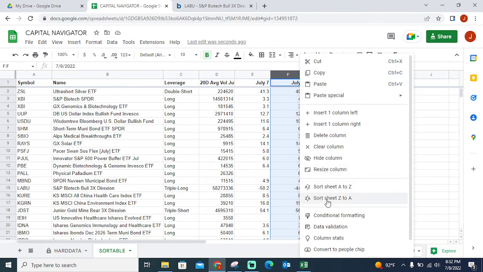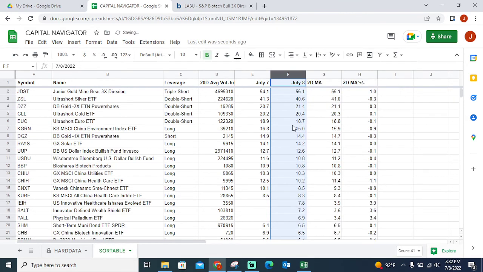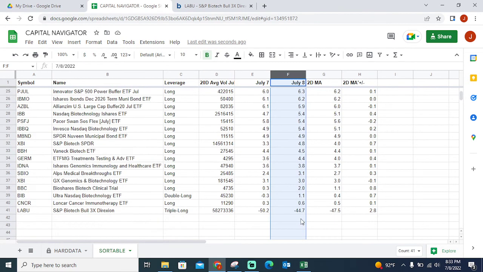All right, we'll try that one more time. We're going to sort this. Here we go. Sort sheet Z to A. There we go, right? So now it's got the highest one up here. So these are the strongest trends, right? And then these are things down here.